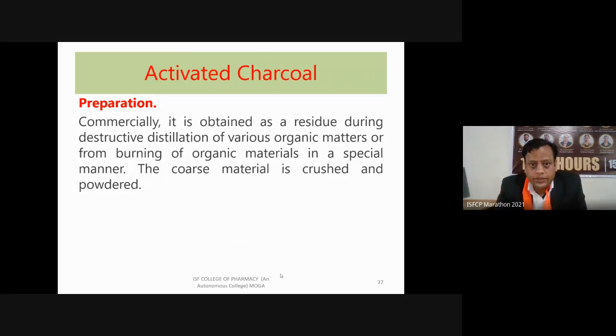So first we come to activated charcoal. What is activated charcoal? How can we prepare it? What is the use of activated charcoal? First of all, we discuss the preparation. Commercially, it is obtained as a residue during destructive distillation of various organic matter. The coarse material is crushed and powdered. So activated charcoal is commercially obtained by the destructive distillation of various organic matter.